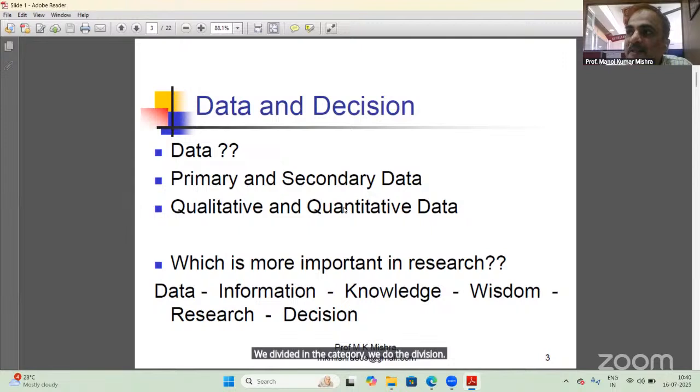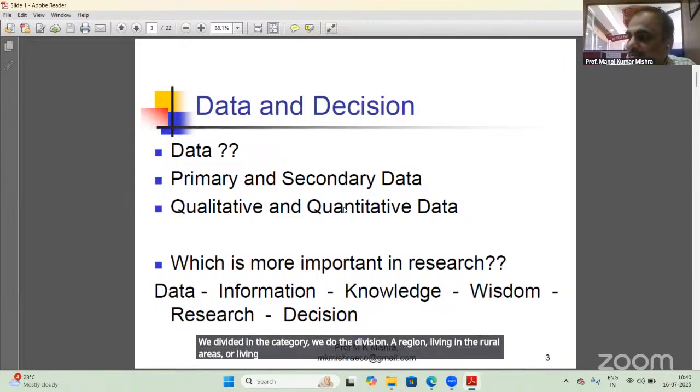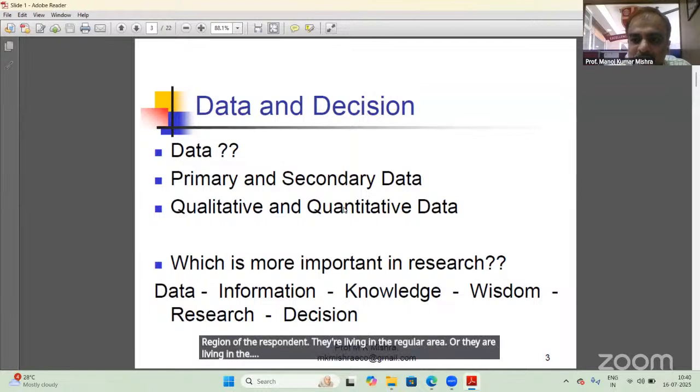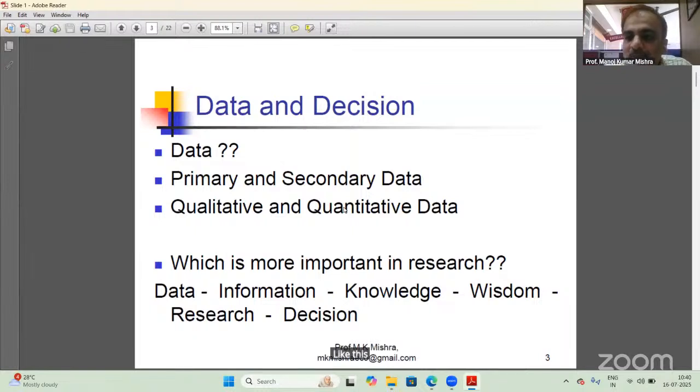Region: living in the rural areas or living in the urban area. The region of the respondent. They are living in the rural area or they are living in the urban area. Like this. So nationality also. Nationality is also a categorical variable. You are Indian, so your salary is suppose low. You are a foreigner, not Indian, your salary is high. Like this. This is also the case. So you make the model.